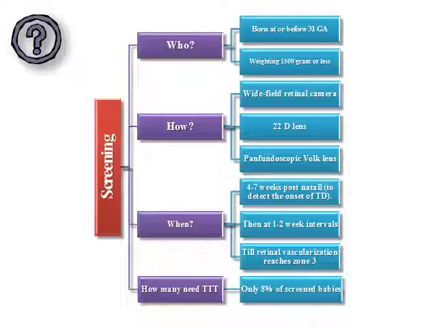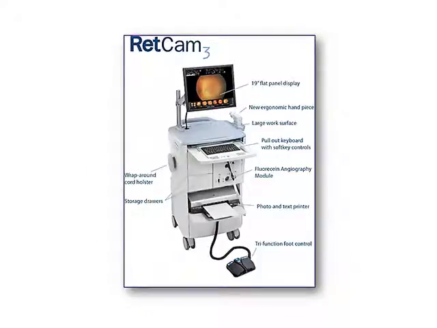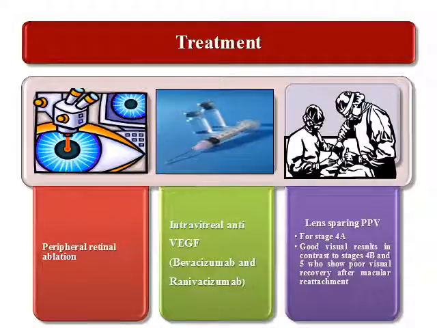Then at 1 to 2 weeks of interval until the retinal vascularization reaches zone 3, which is the temporal periphery. How many children or infants need treatment? Only 8% of screened babies will need treatment. This is a picture of RetCam used for screening of retinopathy of prematurity.